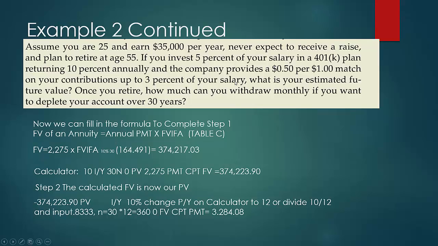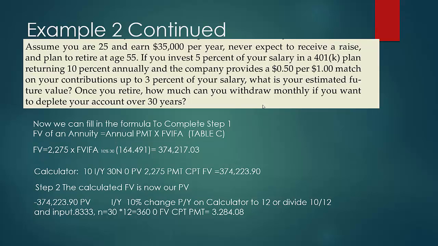Interesting. And we want to withdraw this monthly. So now we've got to change over to our monthly calculation. To me, again, the easiest way to do this is input your present value, your negative 374,223.90. Input your interest rate at 10 divided by 12, which is 0.833. N is 30 times 12. We've got to marry up all the factors. 30 times 12, so N equals 360.